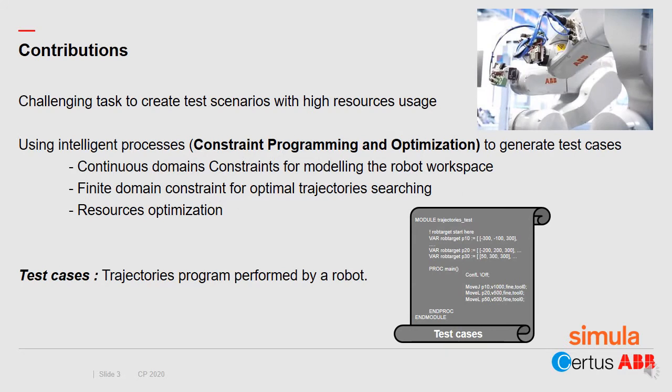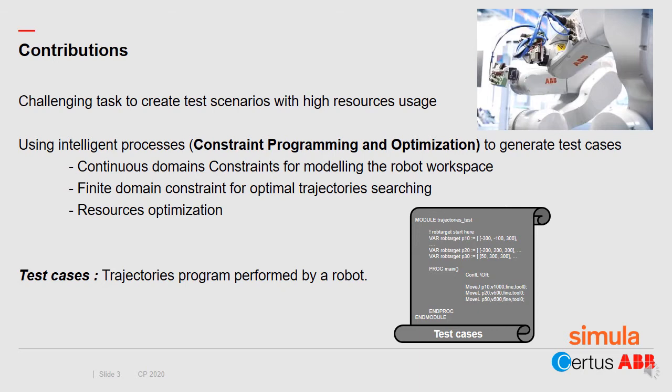Our contribution is a new tool named RobTest. This tool is able to generate test scenarios with high resources usage. The generation of these test scenarios is something challenging in the robotic domain because you should take into account several different parameters like the robot motion, robot speed, or the environment around the robot.